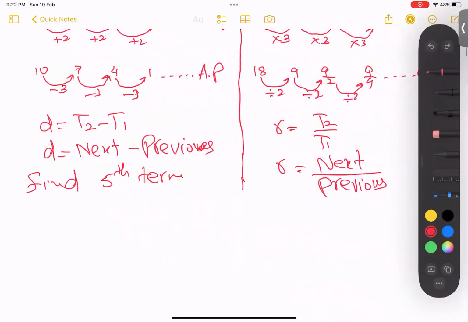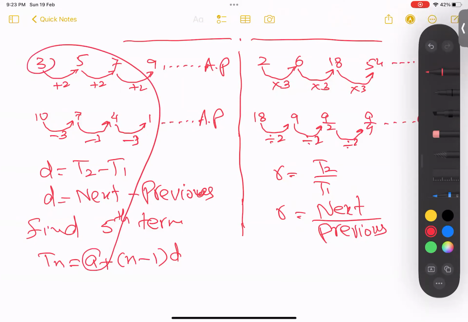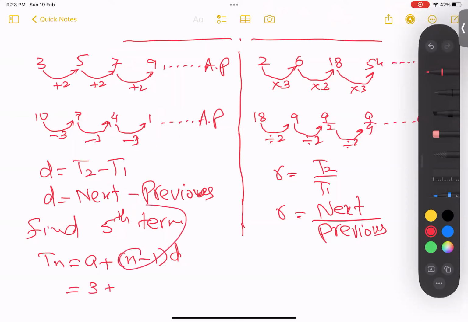The formula is Tn equals a plus (n minus 1) times d. Okay, a is called the first term. What is the first term? 3. So I plug in 3 in place of a. Done. What is n? The term number. I'm looking for the fifth term, so I replace n with 5. I believe you will understand, clear up till now. What does d stand for? Common difference, which I got as 2. How did I get 2? You know it very well: 5 minus 3 is 2. So I will plug in 2 here.